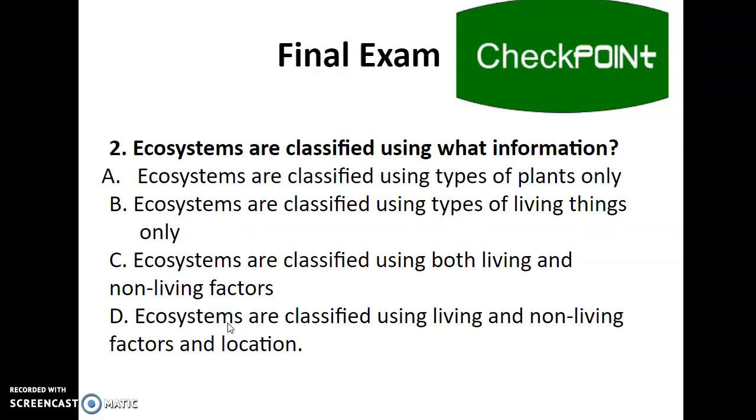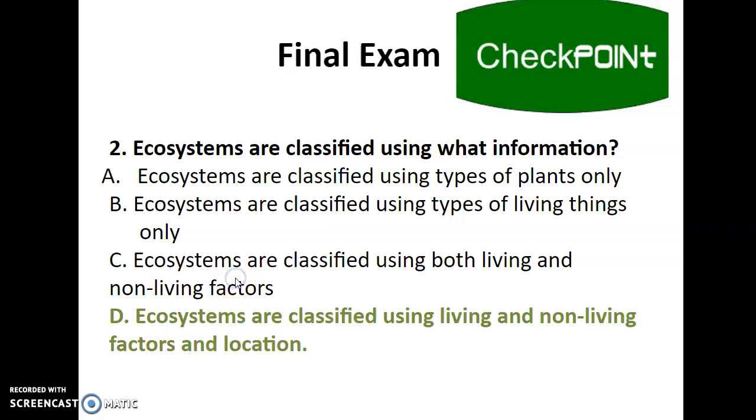So let's ask ourselves, ecosystems are classified using what information? A, ecosystems are classified using types of plants only. B, ecosystems are classified using types of living things only. C, ecosystems are classified using both living and non-living factors. Or D, ecosystems are classified using living and non-living factors and location. So if you said D, ecosystems are classified using living and non-living factors and location, you are correct.